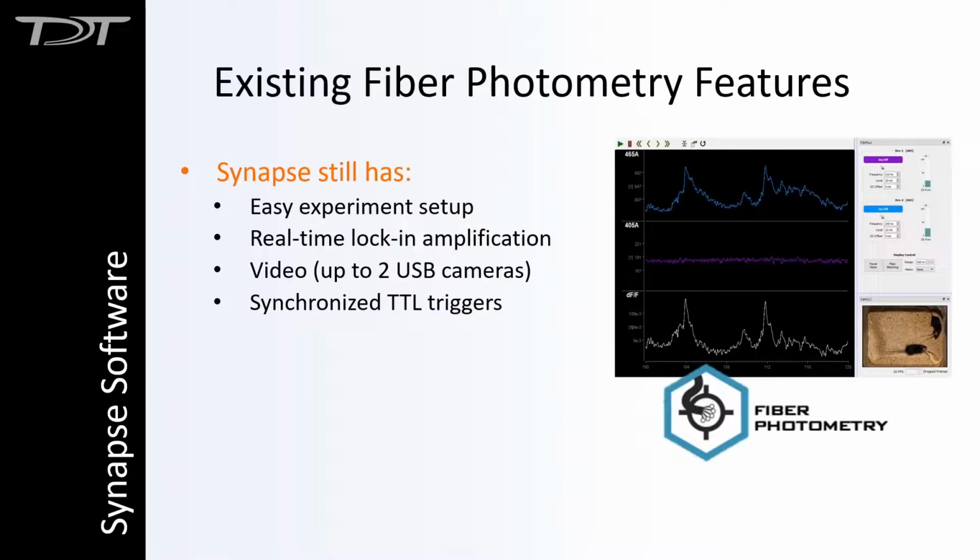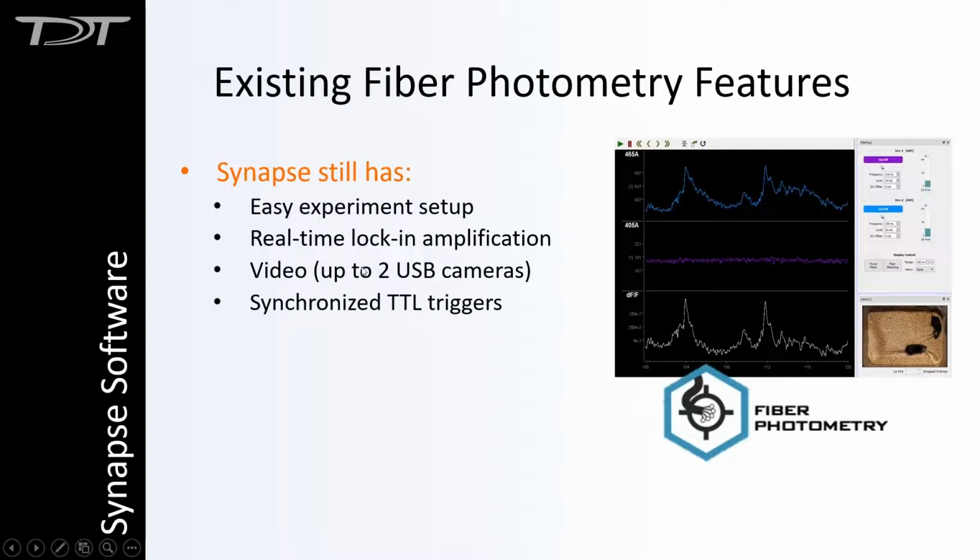So from our existing fiber photometry, we have kept some key features. The first being an easy experiment setup with our fiber photometry gizmo. Just think drag and drop and enter in your variables and you're ready to record. So we've kept that easy to use interface. As I mentioned, we have real-time lock-in amplification, which you can see here. This data set here is the 465, so I believe that this is dLight in this real-time example, and then you have your 405, your motion artifact. So those have all been separated out in real time.